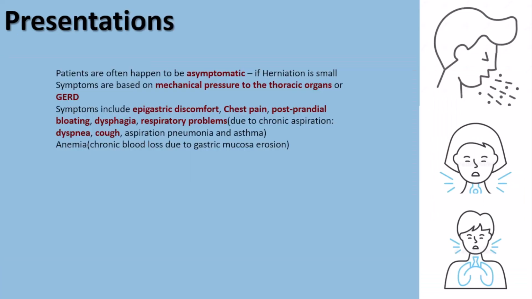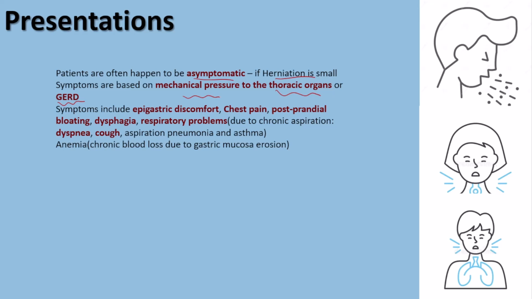So what are the presentations of hiatal hernia? First of all, for most patients, because the herniation is very small, the patients can be asymptomatic, and this is for the majority of cases. But if symptoms appear in a patient, it is either due to mechanical pressure on the thoracic organs, for example the lung, or it is due to long-standing gastroesophageal reflux disease.